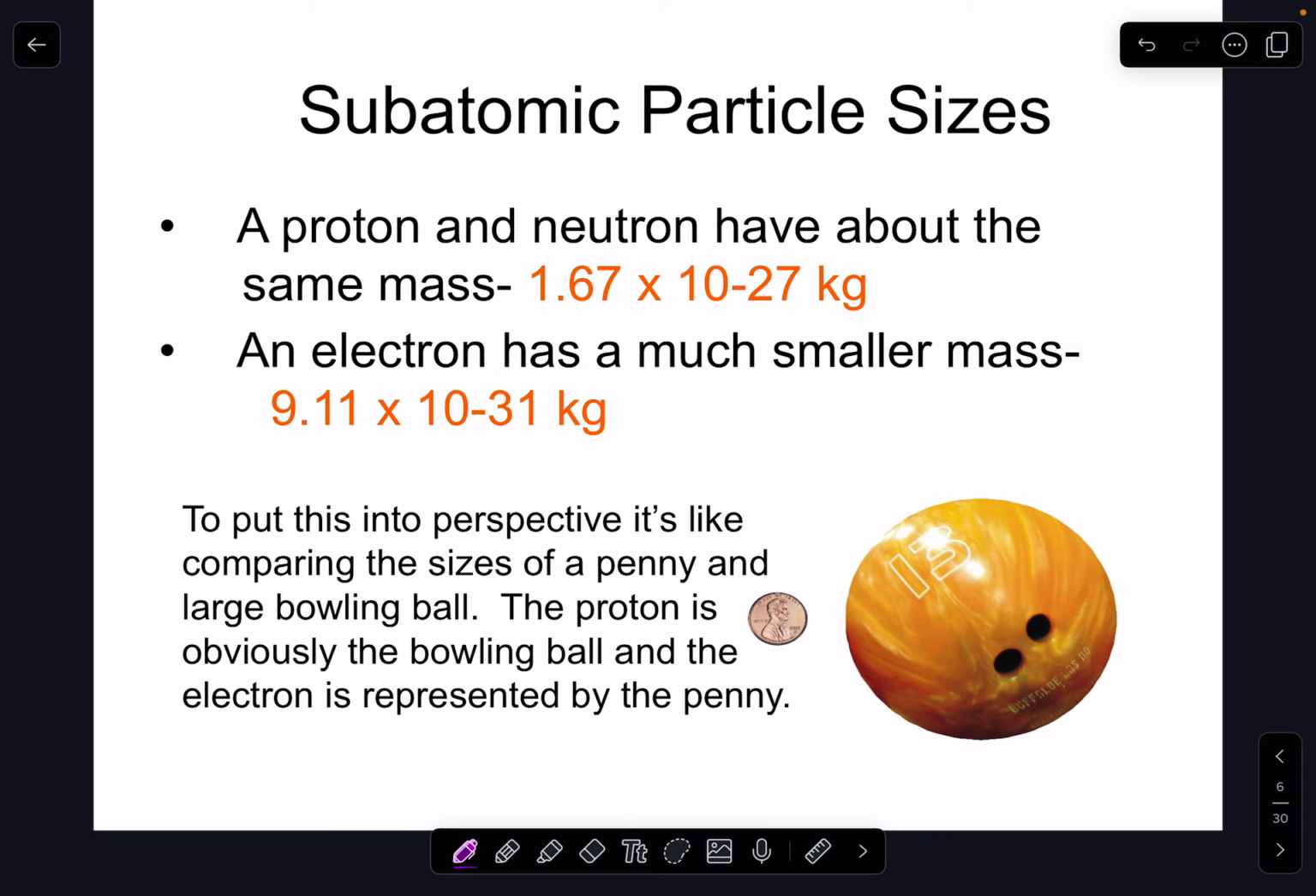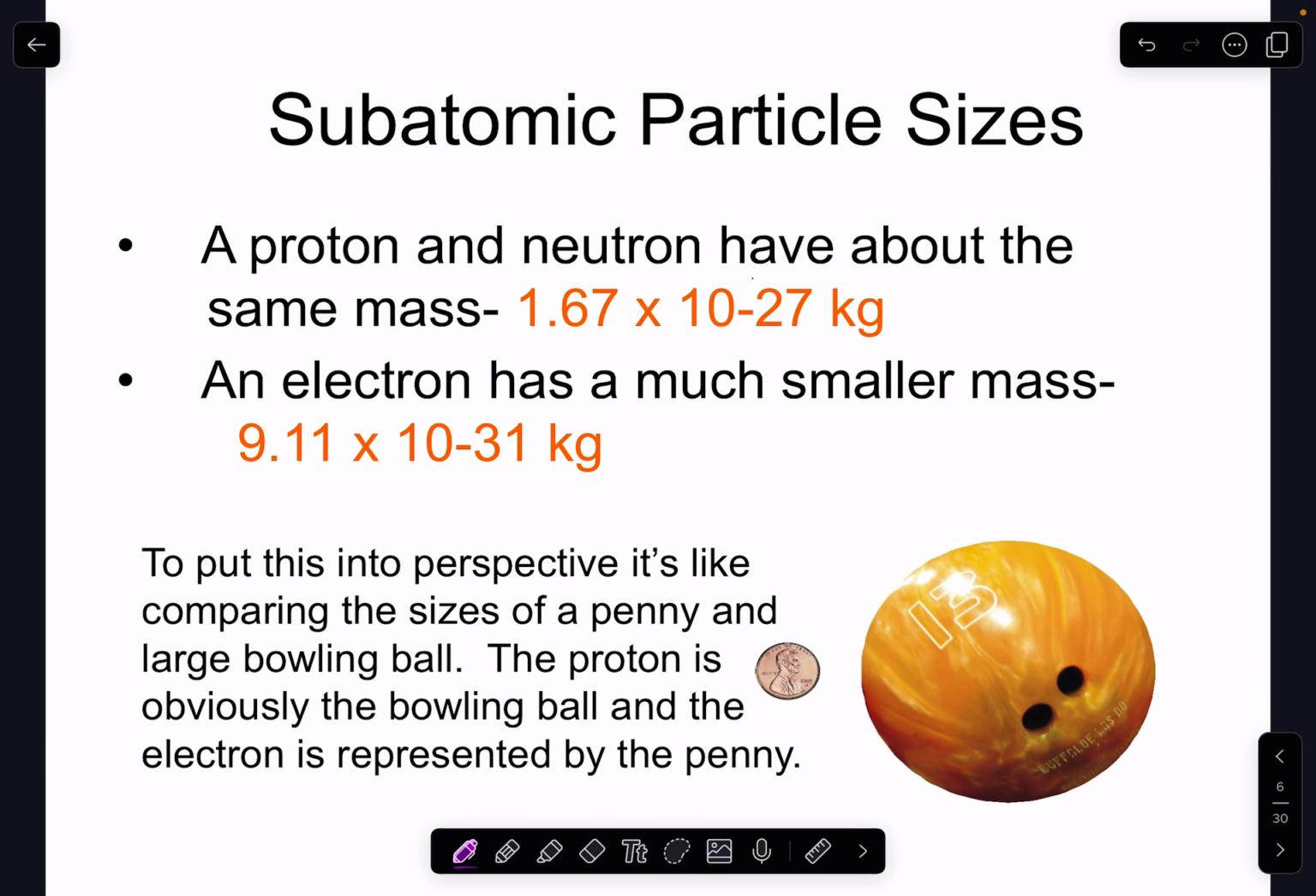And this just goes to the size. These are good reference points. I'm going to bring this up again probably next week. You'll need to know the mass of a proton or the mass of an electron sometimes. And again, I apologize for all my exponents. This should be 10 to the negative 27 and 10 to the negative 31.